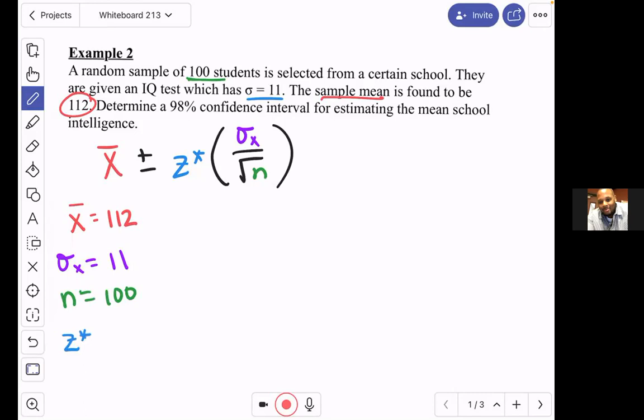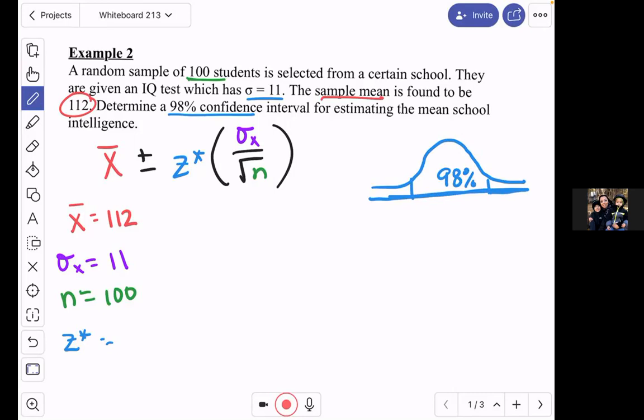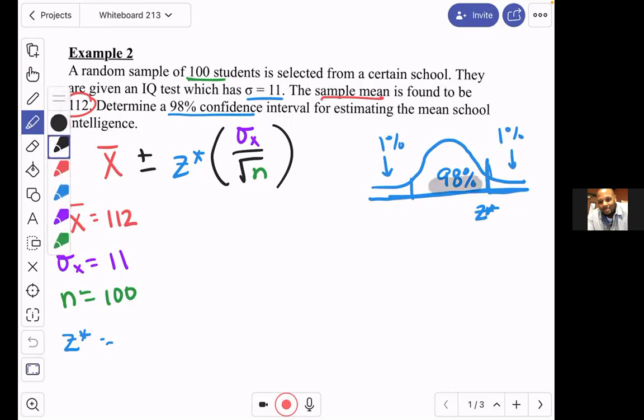So to find Z star, here's what I do again. Remember, I draw a normal curve. How much is on the inside of this normal curve? 98%. So I have 98 on the inside. That means that puts how much on the outside? 2%. I'm going to split that 2% among both sides though, right? So how much is sitting on this side? 1%, and over here is also 1%. I want to calculate the Z star which sits here. The Z star is up to this value. So I have 98% of the area sitting right here and this little 1% right here.